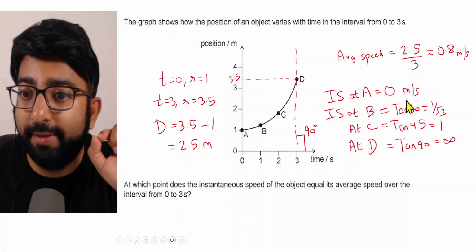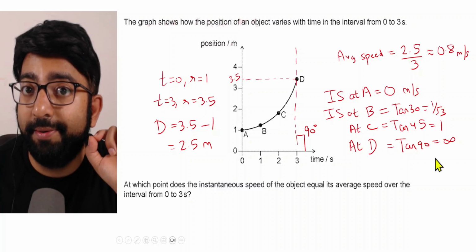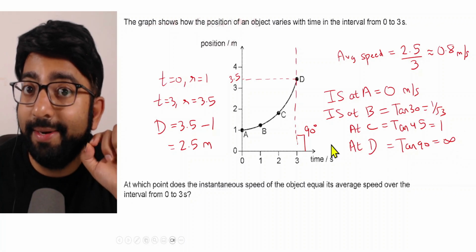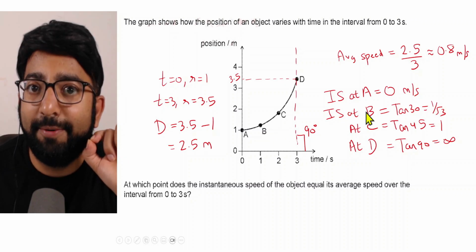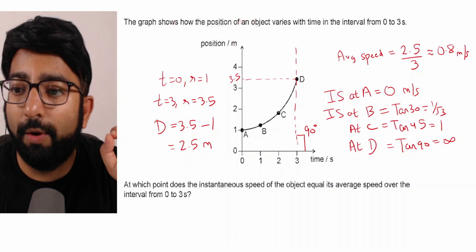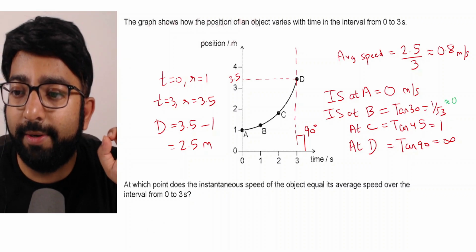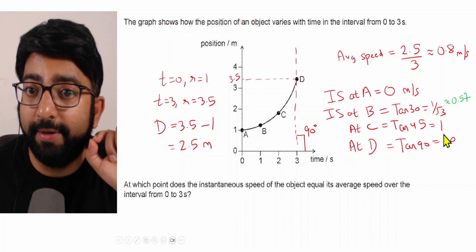At A, the instantaneous speed is 0, so A is definitely not the answer. At D, the instantaneous speed is infinite, so clearly D is also not the answer. Now, the answer is between B and C. At B, the instantaneous speed is 1 upon root 3, and if we simplify this, 1 upon root 3 is approximately 0.57. And at the point C, instantaneous speed is 1.